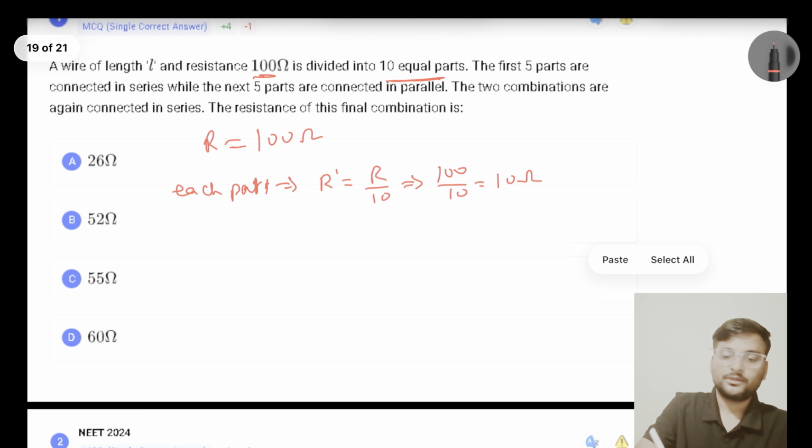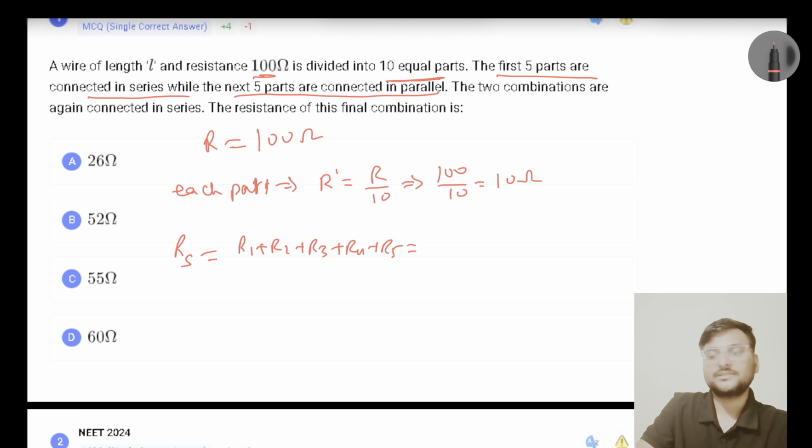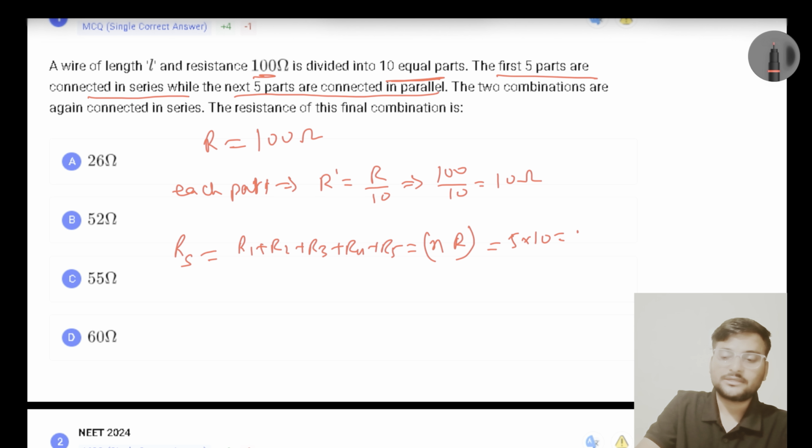Okay, right. So they say that in this case the first 5 parts are connected in series and the next 5 parts connected in parallel. So when R series, the first 5 parts, will be R1 plus R2 plus R3 plus R4 plus R5. So whenever the resistances are the same in series, we can say that the formula is N into R. So N equal to 5 into 10, that is 50 ohm.